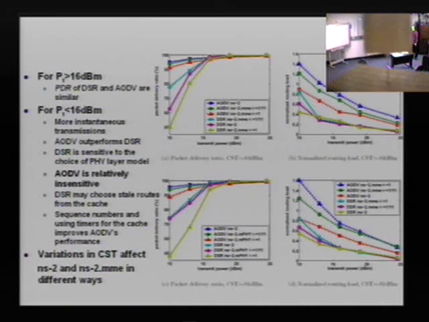For example, we see that AODV is not really sensitive to the PHY layer in the simulations because it's not really affected by interference, because of the timers that I mentioned and because it looks at the freshness of the route. However, DSR aggressively uses these caches, and it often happens that it might get a stale route from a cache.